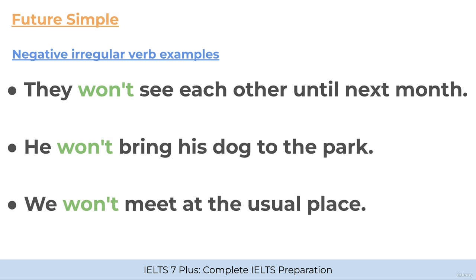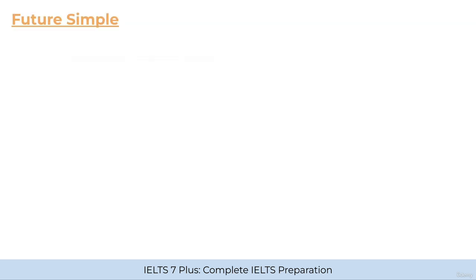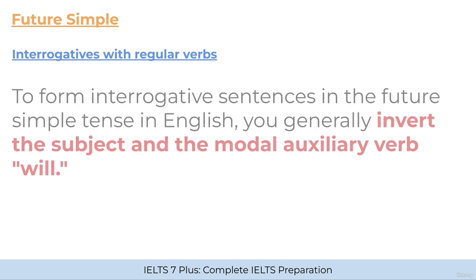Okay, so hopefully that's clear how to use the future simple tense with affirmative examples, negative examples. Now let's think about interrogatives, or questions in other words. So to form the interrogative sentences in the future simple, you want to invert, or in other words swap, the subject and the modal auxiliary verb will. So it's fairly straightforward. You just do a quick swap with will and the subject, and then that creates your question.